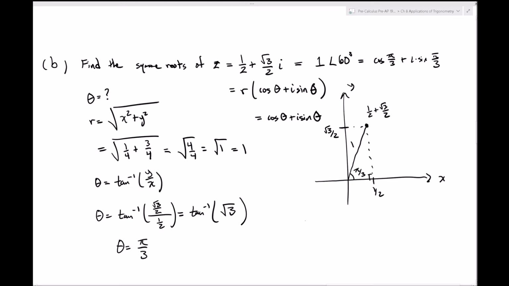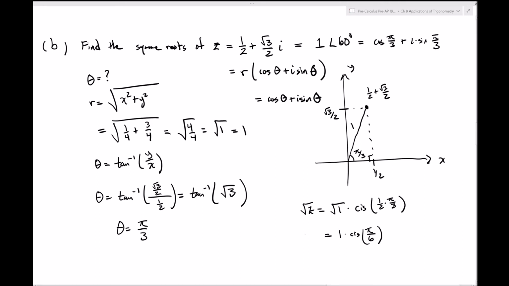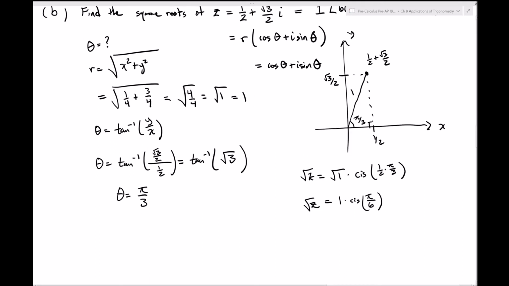So what is the square root of z? Square root of z is going to equal the square root of the modulus 1 times cis of half of the angle. So that's 1/2 times pi over 3. In this case, square root of 1 is 1, so it still has a modulus of 1. Pi over 3 divided by 2, or 1/2 times pi over 3, is equal to pi over 6. It's 30 degrees. So that's my first square root of z, which I'm going to graph as well.